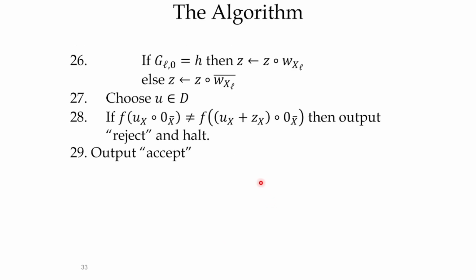In line 26, without loss of generality, if it turned out that GL0 is equal to h, then the relevant variable is in the zeros section. Z was chosen uniformly, but because we know that the relevant variable is in the zeros section, we will change Z so that the relevant bits of Z will be 0. In line 28, if F is k-junta, there will be an inequality and the output will be accept. Otherwise, with high probability, we assume that F isn't k-junta.